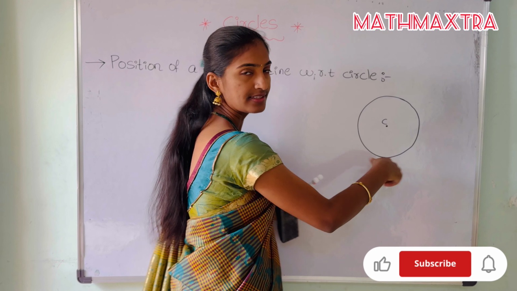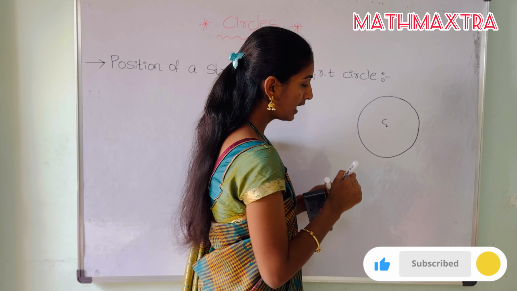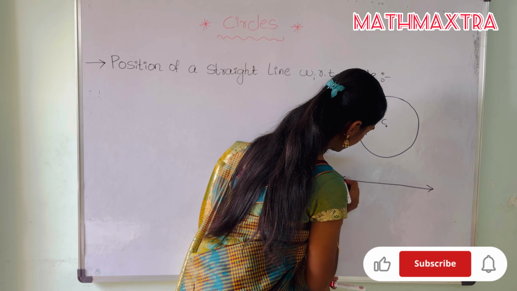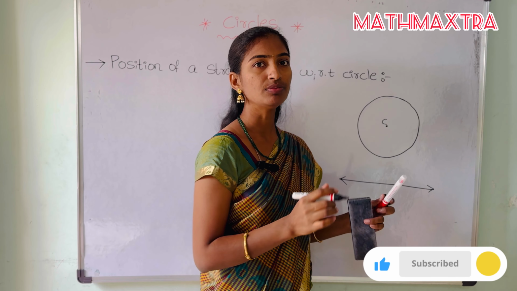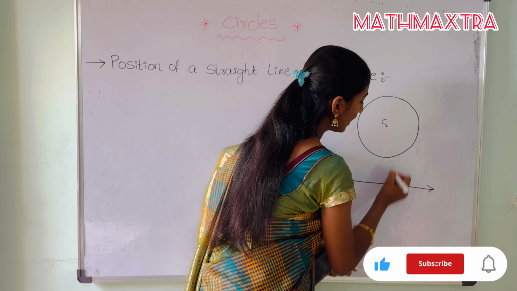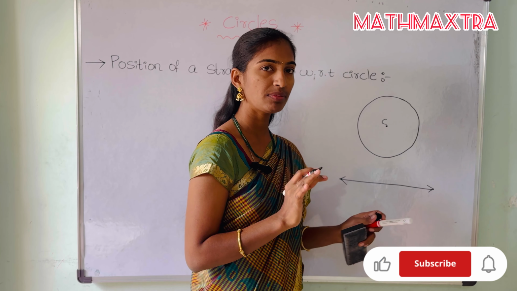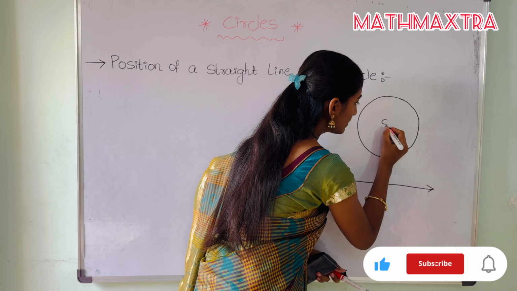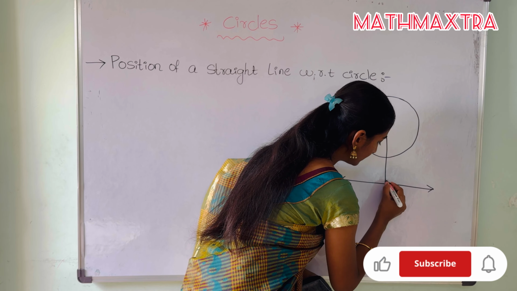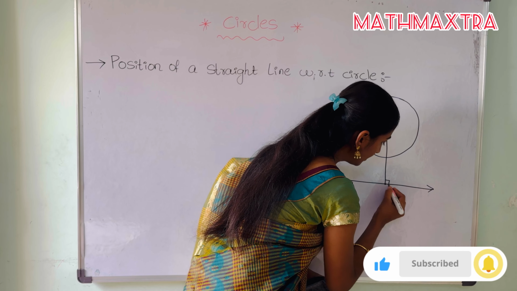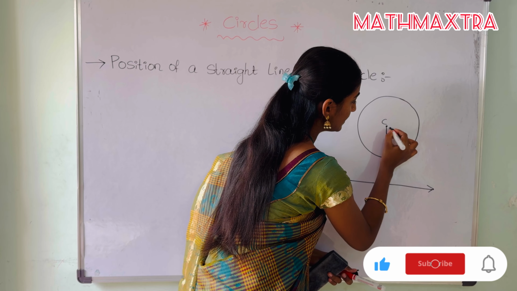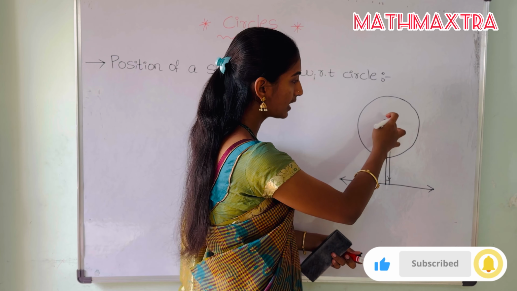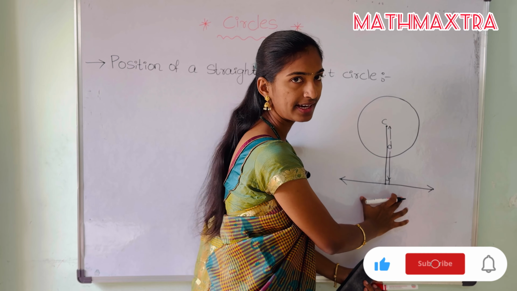So this is a circle with center C. And the first case is if we have a line completely outside the circle. And we have to assume the distance between the center and this line. You have to remember that distance is always nothing but the perpendicular distance. This is the perpendicular distance I am considering, and I am assuming this distance as D. Yes, this is the distance D between the center and the straight line L.